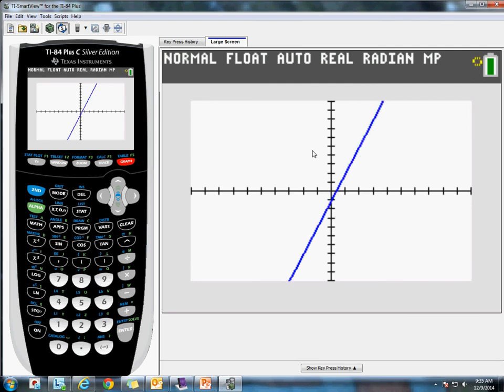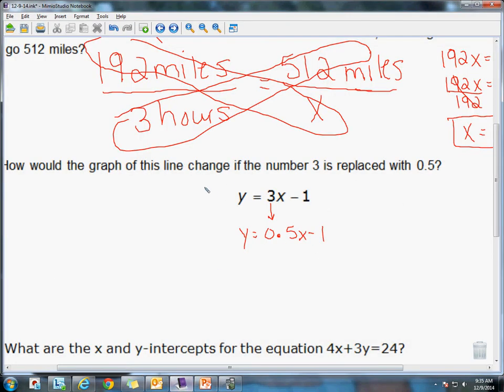So there's the first equation, and there's my second equation. So if you notice, it crosses the y-axis here at -1, so my y-intercept did not change. From this blue line to the red, you'll notice that your steepness changed. This line is steep, this one is less steep. So what we'll put here, it says how will the graph of this line change? We'll put here the graph would be less steep.